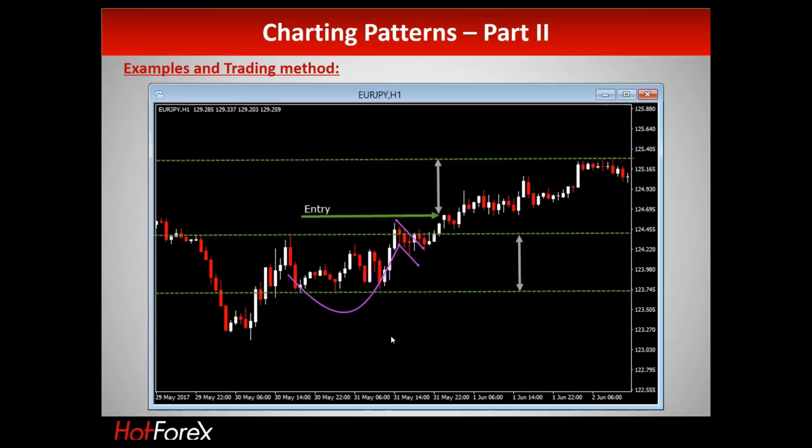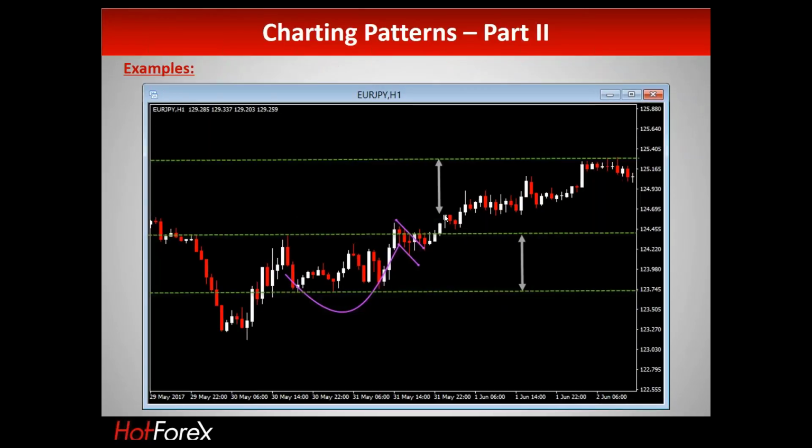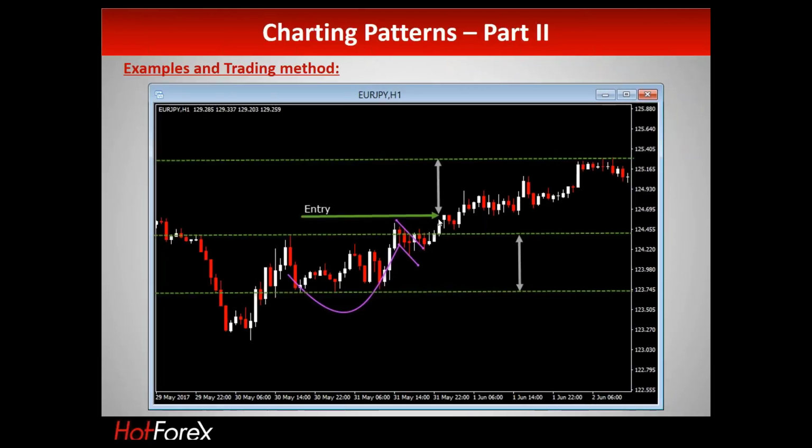So I will go to the example exactly now. This is an hourly chart on euro yen. So I have confirmed my cup and handle. I was waiting for a new high price, and I noticed that high price over here, where it was higher than the initial move and higher than my handle as well. So I entered the market at this area over here. So at this point over here, I enter long.